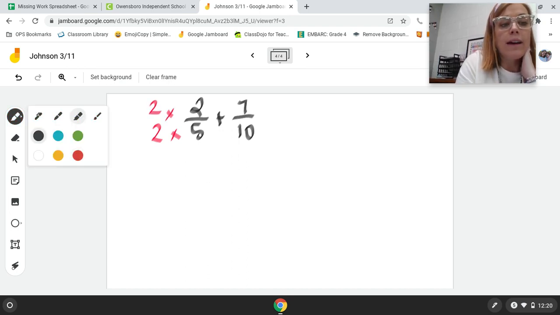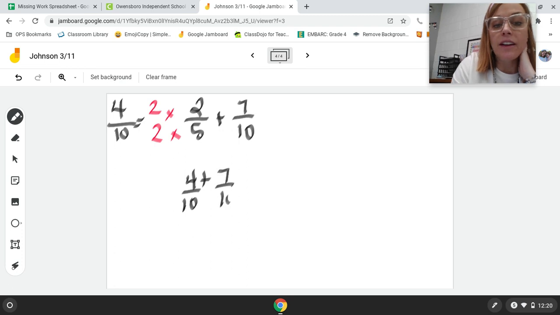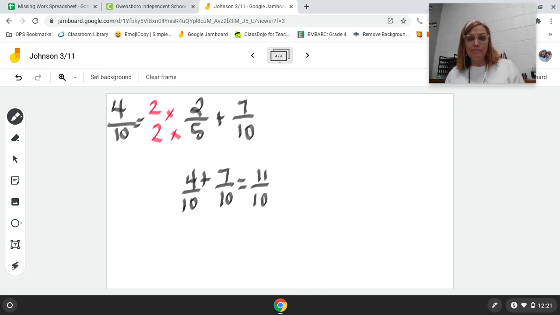So now I have tenths on the bottom, 2 times 5, and 2 times 2 is 4. So now I have 4/10 plus 7/10. And I can add these because they have like units. And now I have 11/10 because 7 plus 4 is 11.